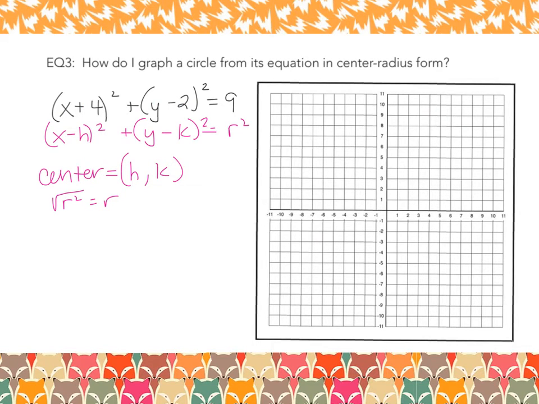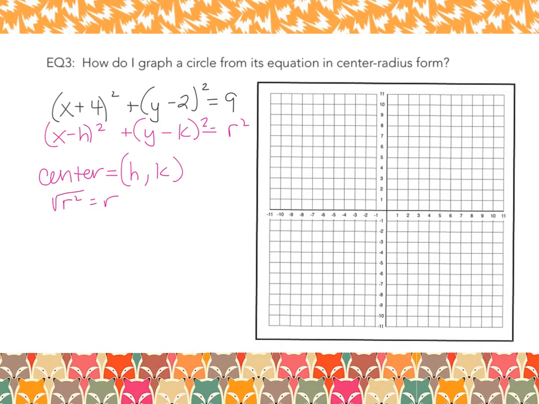Our last essential question is how do I graph a circle from its equation in center radius form? So again, our center radius form is x minus h squared plus y minus k squared equals r squared. We've been given this equation, x plus 4 squared plus y minus 2 squared equals 9. So what we need to do is identify the center, graph it, identify the radius, and use it to find 4 other points. This really isn't too bad.